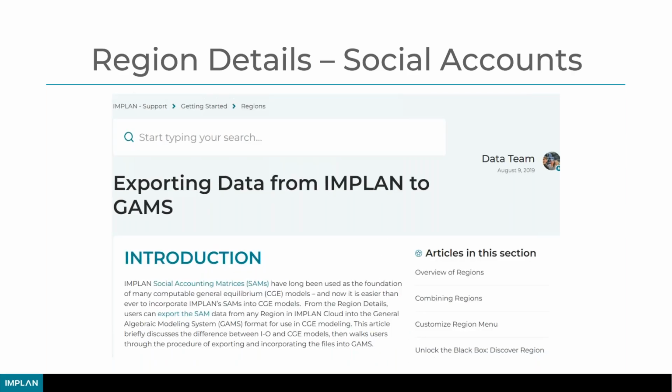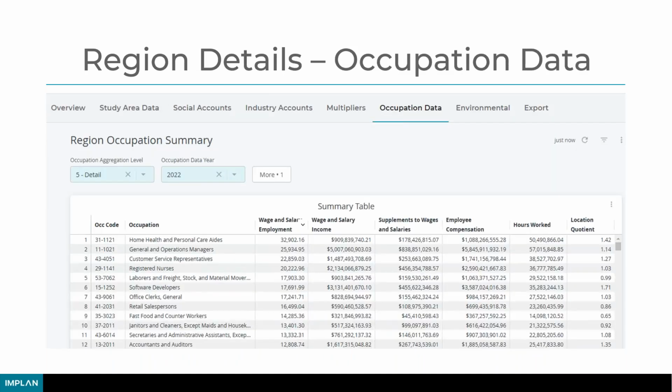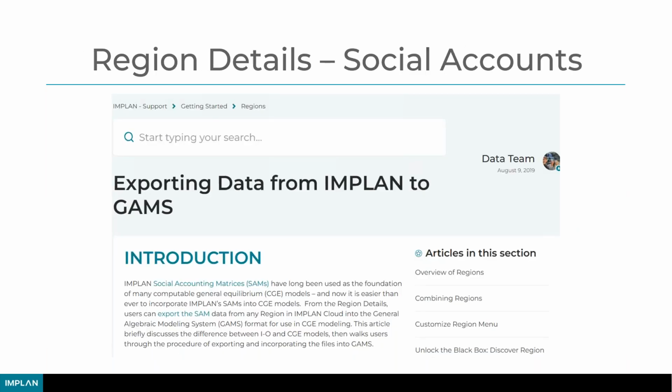Also, we do have the capacity now to export from IMPLAN into GAMS. So a number of folks that do CGE modeling use a GAMS file structure for that. We have one, and we'll soon have a second option for that. Again, you can export the data directly from IMPLAN into that GAMS format for use outside of the software in other modeling applications.